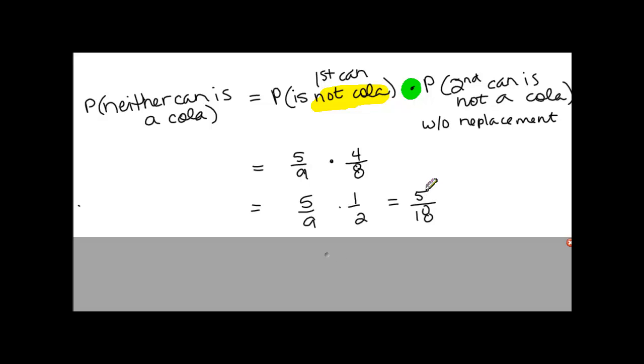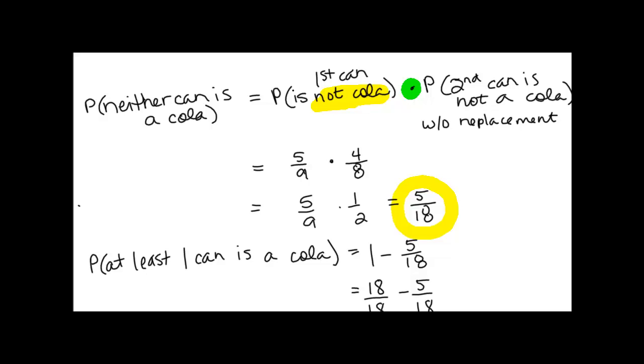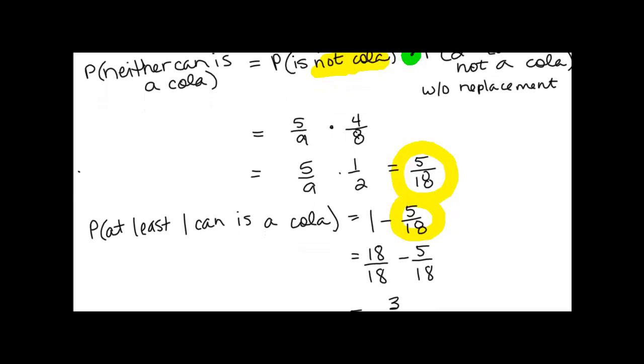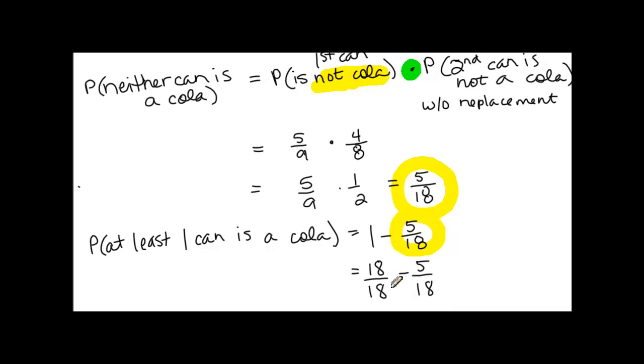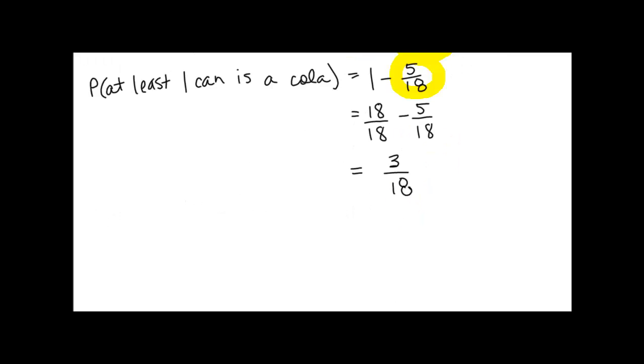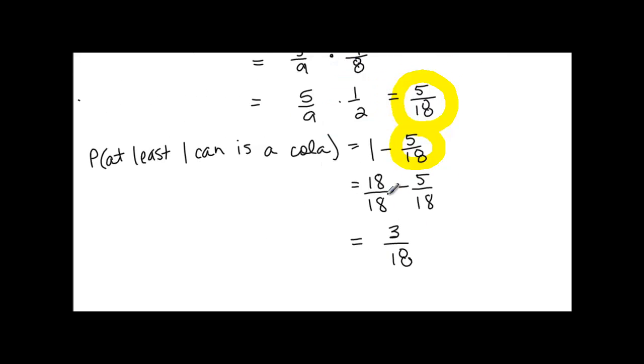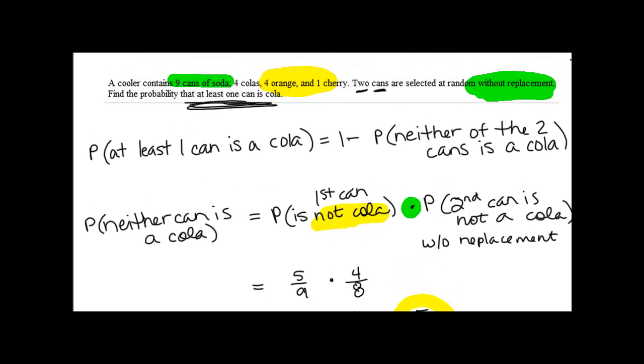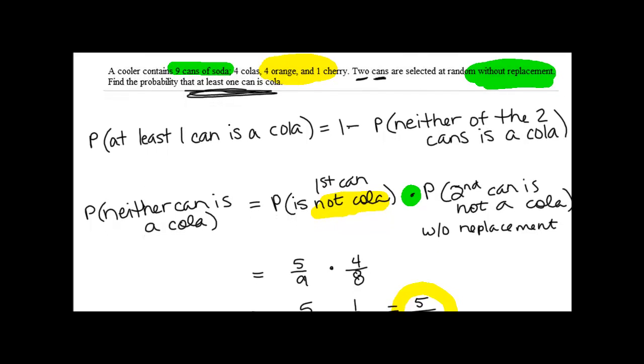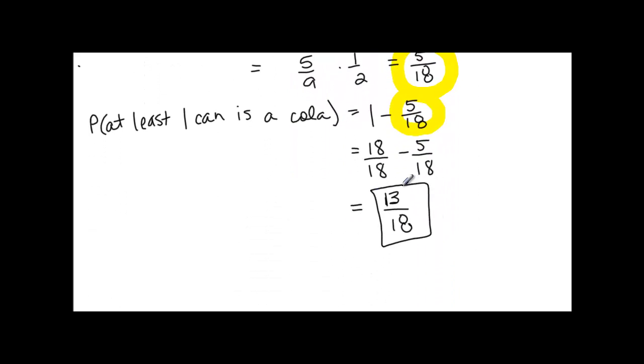Now remember that the goal of this was, once we found the probability that neither can is a cola, we're going to subtract that from 1 so that we can find out what the probability is that at least one can is a cola. So 1 minus the 5/18 that we just found, which would be 18/18 minus 5/18 with the least common denominator. And then as I subtract, I'd end up with 13/18. So the probability that at least one can is a cola when 2 cans are selected at random without replacement would be 13/18.